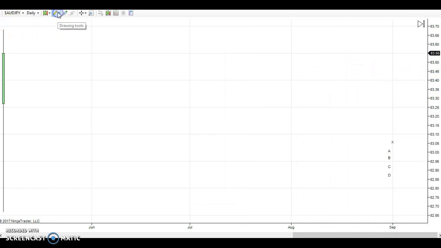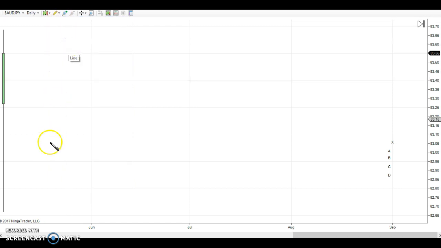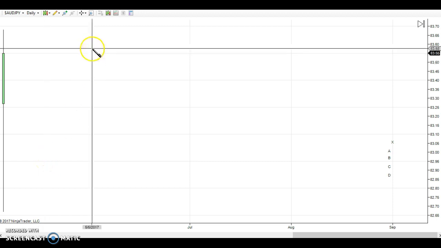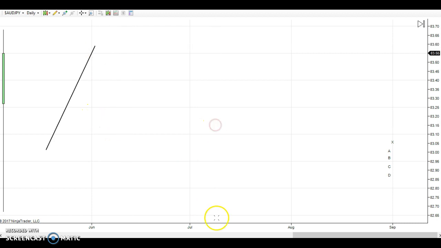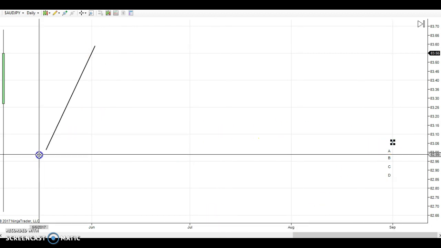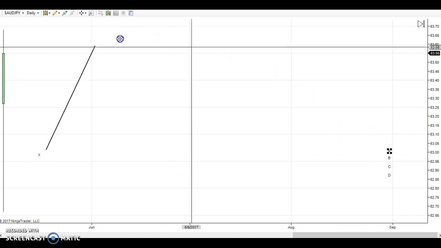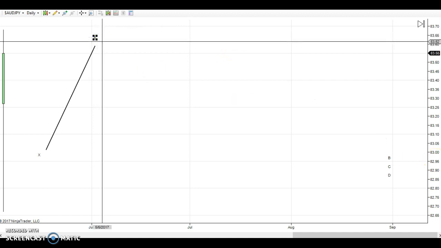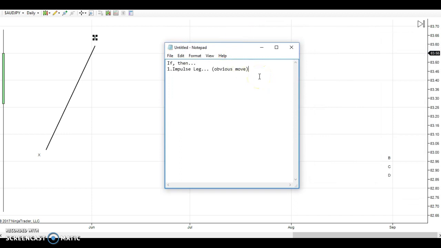So let's draw that here. Just for the sake of this lesson, we're going to use a bullish move. Just going to make this a bullish Gartley pattern. So there's our impulse leg. Now this impulse leg is going to be labeled X to A. So the start point is your X. The ending point for your impulse leg is your A. And that brings us to the second rule of the Gartley pattern.